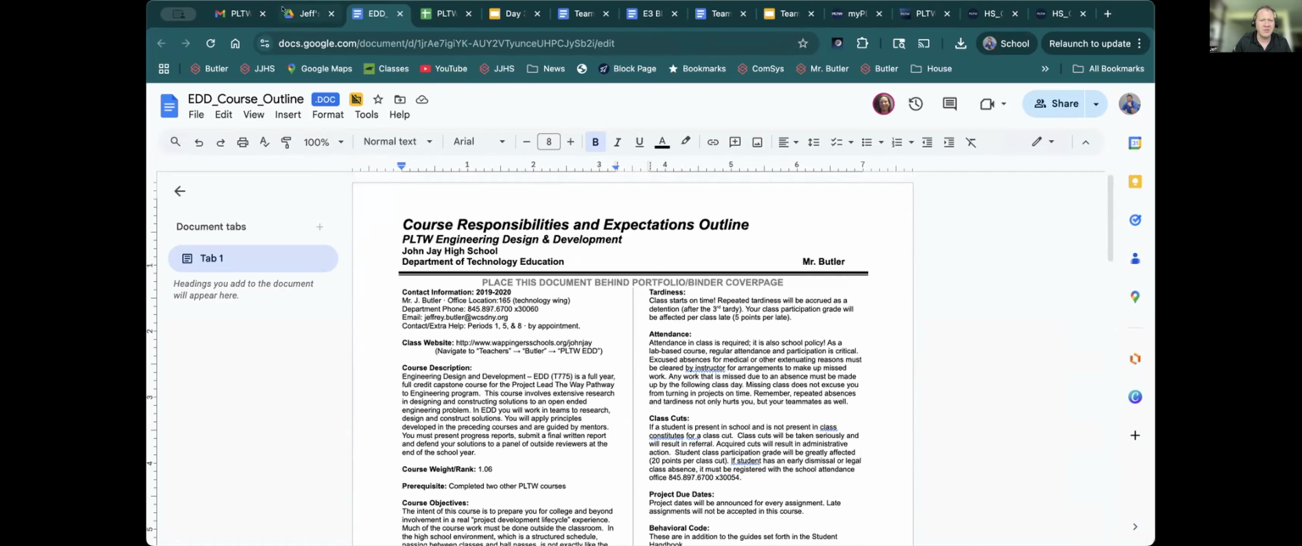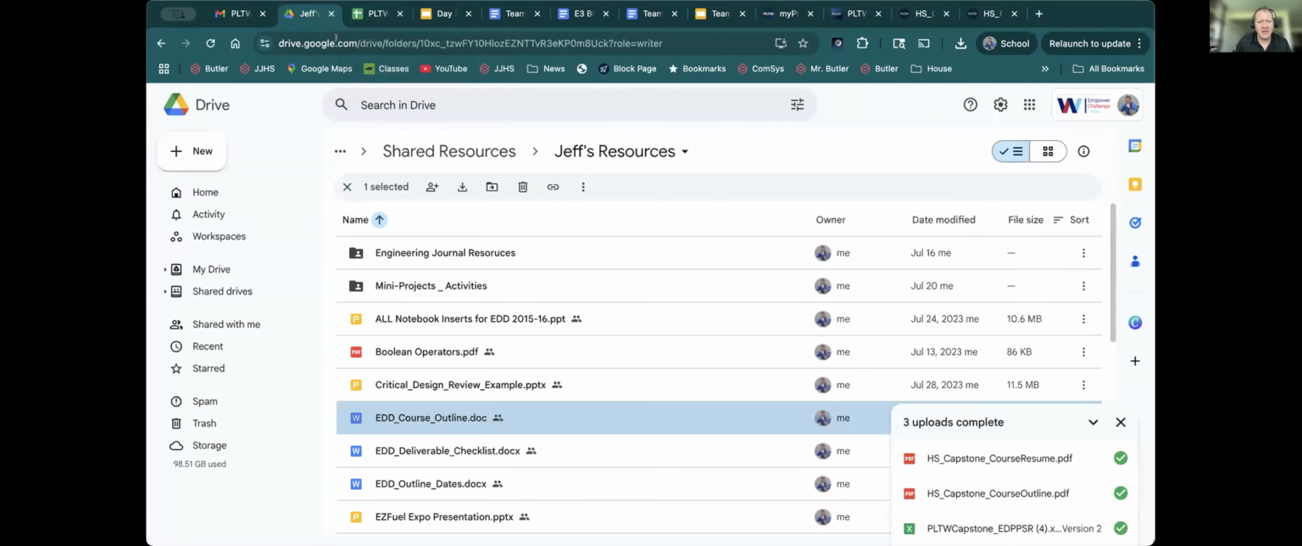I know this is a couple years old, but I have updated this since, and I could put my latest one inside there, but you get the gist of it. Also, the EDD deliverable.